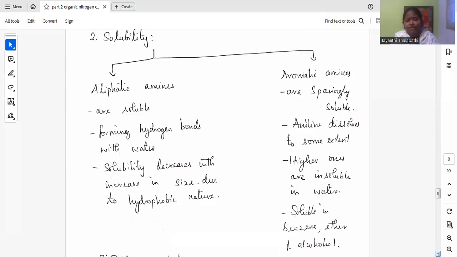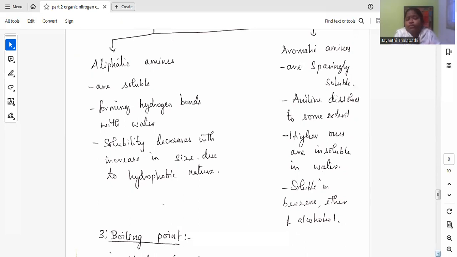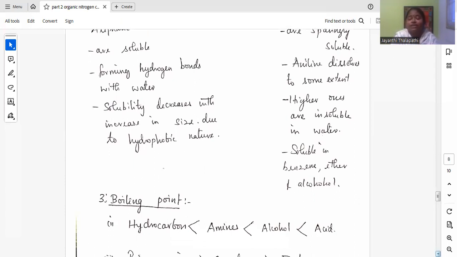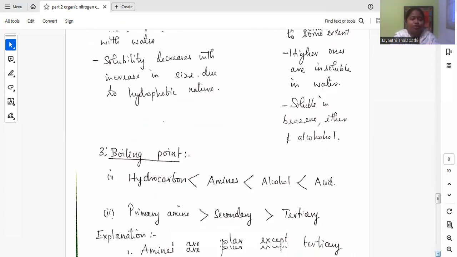Solubility: aliphatic amines and aromatic amines. Aliphatic amines are soluble because they form hydrogen bonds with water. The solubility decreases when the size increases, when the molecular mass increases, when the number of alkyl groups increases. Aromatic amines are sparingly soluble. Aniline dissolves to some extent, but other aromatic amines are insoluble in water. They are soluble in benzene, ether and alcohol, which means they dissolve in organic solvents.